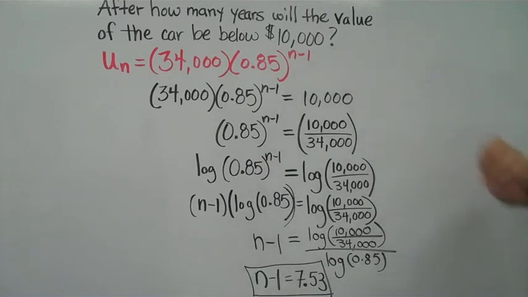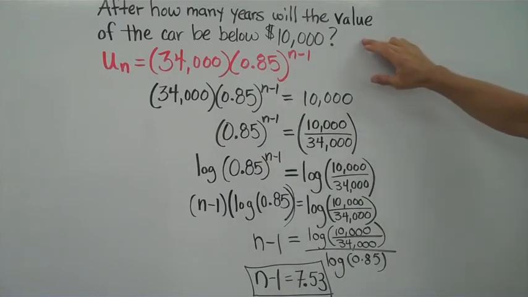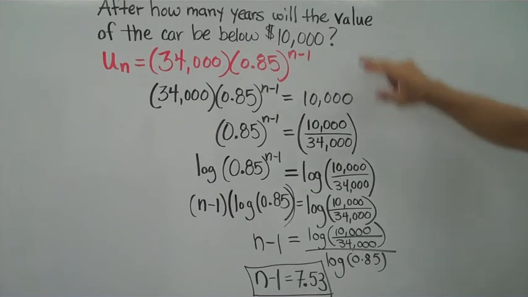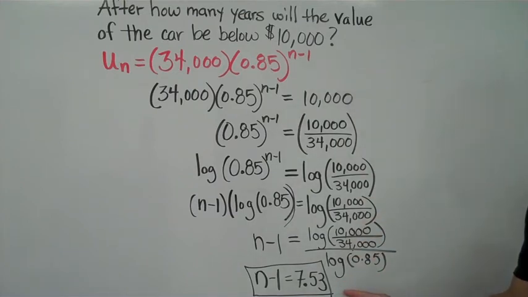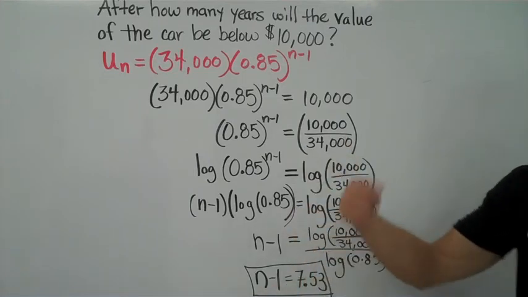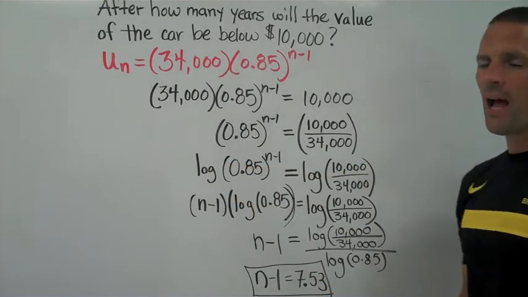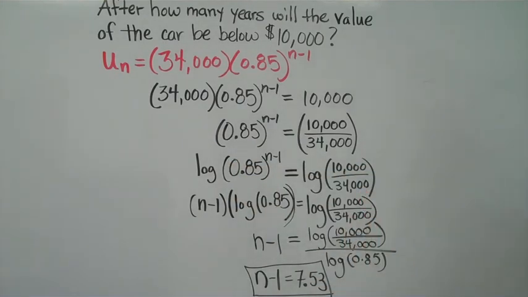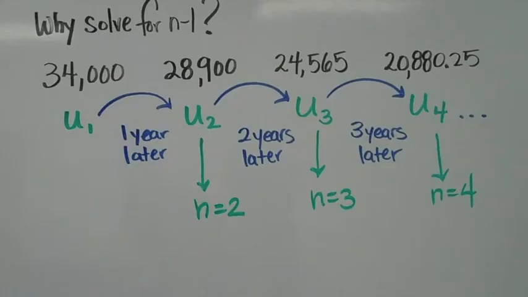That's after how many years will the value of the car be below $10,000? n minus 1 equals 7.53. You might ask yourself, why didn't we solve for n? Well, remember, n minus 1 is the number of times you're jumping, and that represents the number of years later. So the question still remains, why solve for n minus 1?